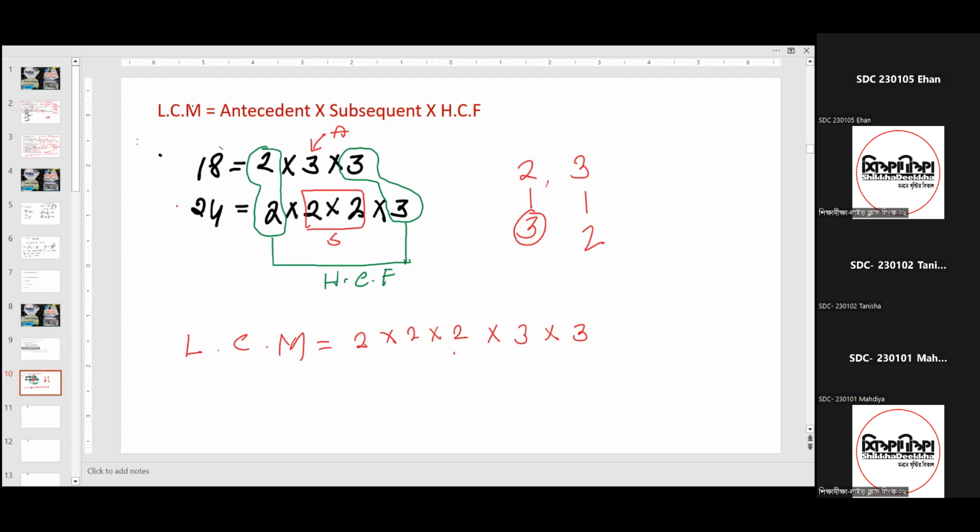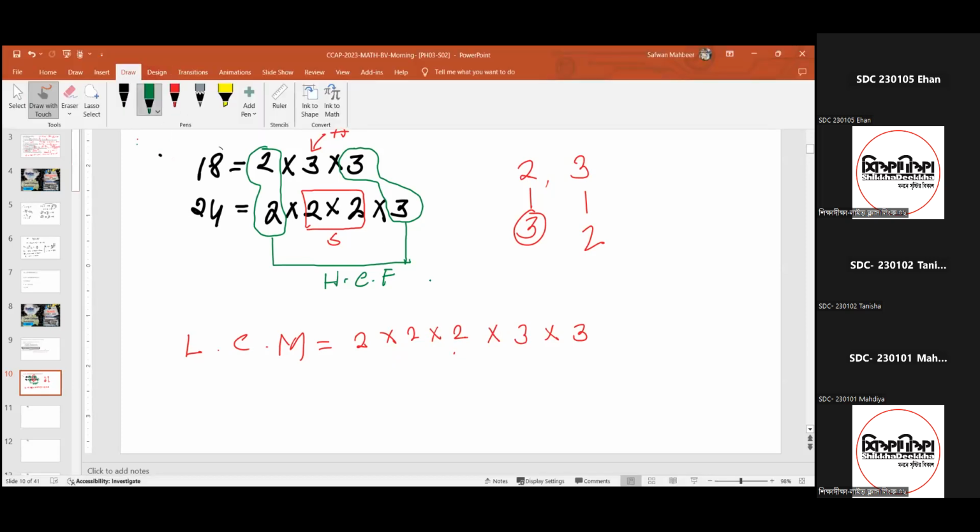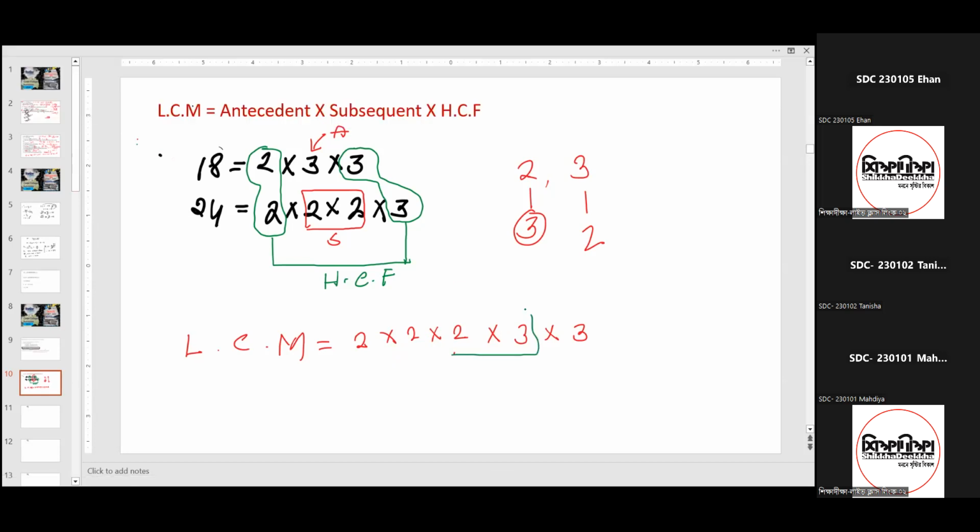Now let's see one thing. This is our HCF, right? And this is the subsequent, 2 multiplied by 2, and this is the antecedent. So we had the formula that if we have the ratio of two numbers, then the antecedent and subsequent of the ratio multiplied by the HCF will give us the LCM.